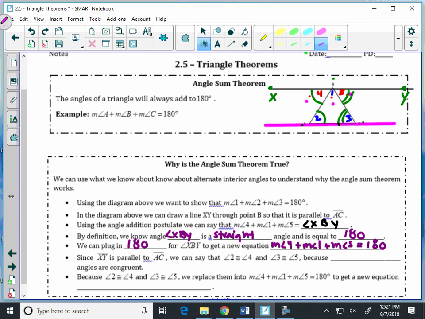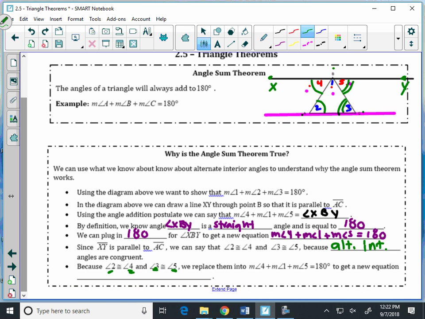Yeah, because they're alternate interior, and because 2 is the exact same thing as 4, the same measurement, they're congruent, and 3 is the exact same thing as 5, we can put them into the same equation. We can take 2 and write it where 4 is. We can take 3 and write it where 5 is because they're the same. We're allowed to do that. So then that finally gets us what we want.